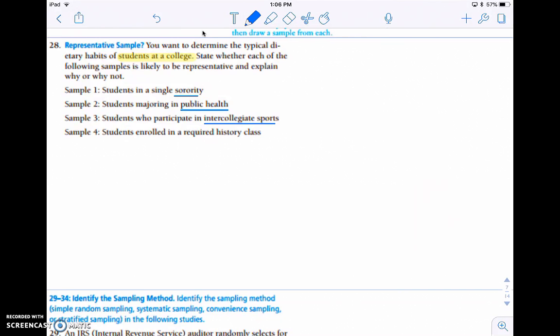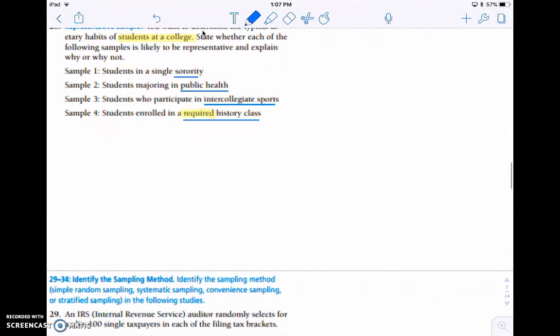Sample four, students enrolled in a required history class, and there's our key word there, required. So this is going to be the best of the four samples that we have. This is going to be the best representative sample, because if the course is required, that means every student at some point is required to take this history class, and so we're going to get the best kind of mix of students in there. We're not looking at a particular group. If everyone's required to take that history class, then we have the potential of reaching every different kind of student in the school. So that would be the best of the four samples.